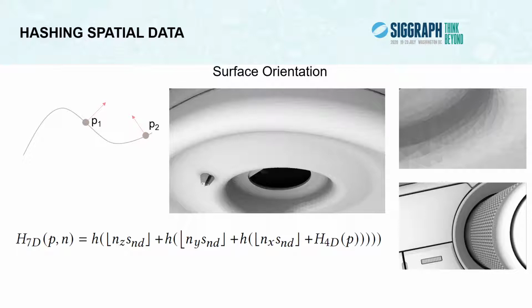The surface orientation is also very important. If we have two points that can be very nearby, but with opposite normals, they will have completely different incoming lighting information, so we don't want to filter those together. Then we also integrate our normal into the hash key, for example, by discretizing each component of the normal and also hashing those three components together.